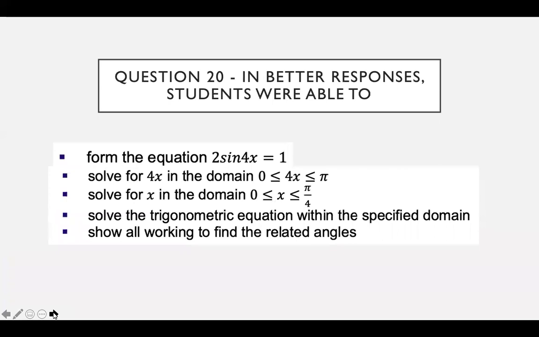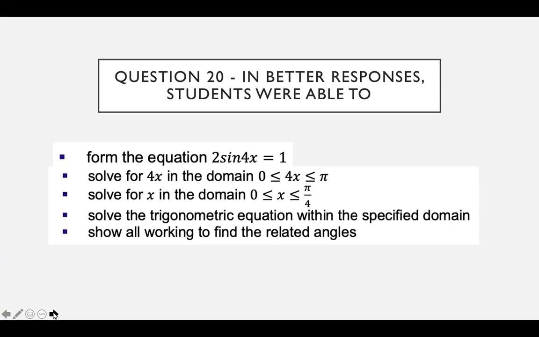Now, in better responses, students would start by forming the equation 2 sine 4x equals 1. That was the first part of the question that I was referring to, that they would understand that y equals 1 and y equals 2 sine 4x could be solved simultaneously, in a sense, to get them to the answer. They would then essentially find the question easier if they made the domain 0 to 4x to pi, and then to ultimately solve 0 to x to pi on 4.